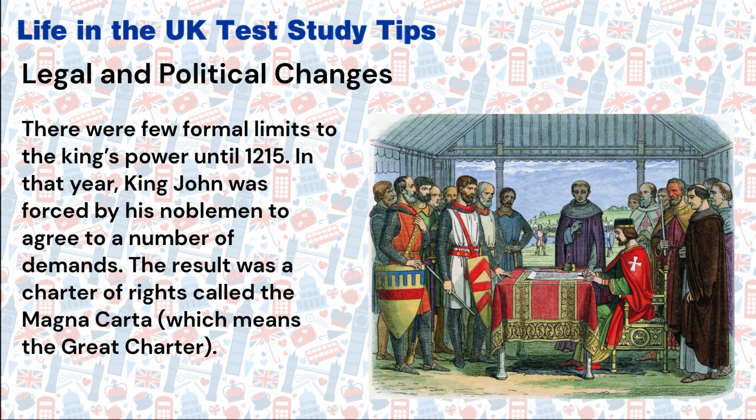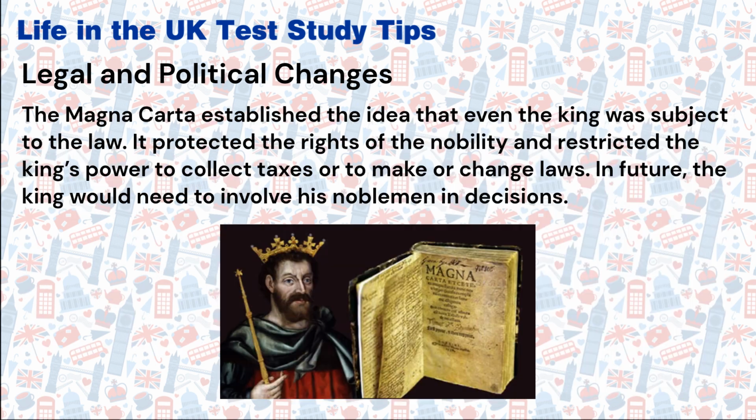In that year, King John was forced by his noblemen to agree to a number of demands. The result was a Charter of Rights called the Magna Carta, which means the Great Charter. The Magna Carta established the idea that even the king was subject to the law. It protected the rights of the nobility and restricted the king's power to collect taxes or to make or change laws. In future, the king would need to involve his noblemen in decisions.